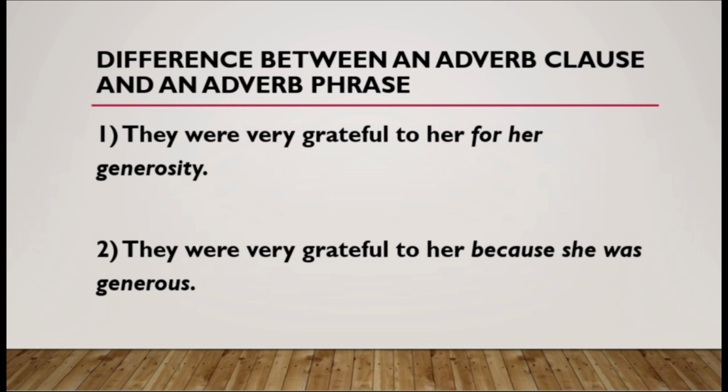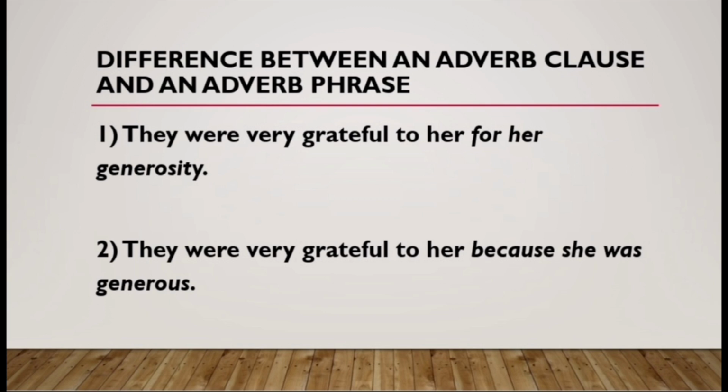Let's read the examples. They were very grateful to her for her generosity. The second example is: they were very grateful to her because she was generous. The part in italics, for her generosity, and the second part in italics, because she was generous, mean the same in the context, but the basic difference is in grammatical structure. One is a clause and the other is a phrase.